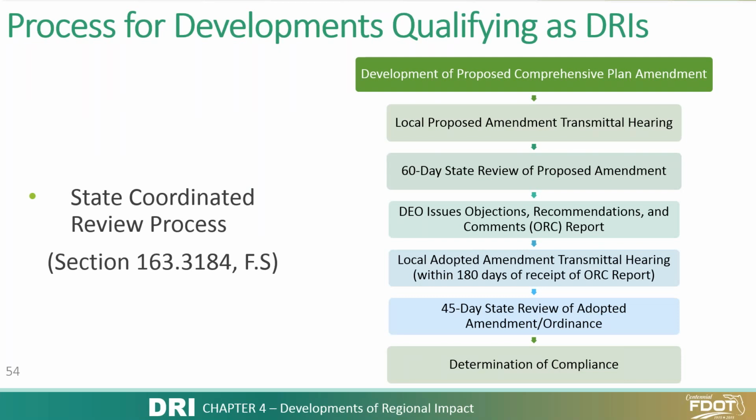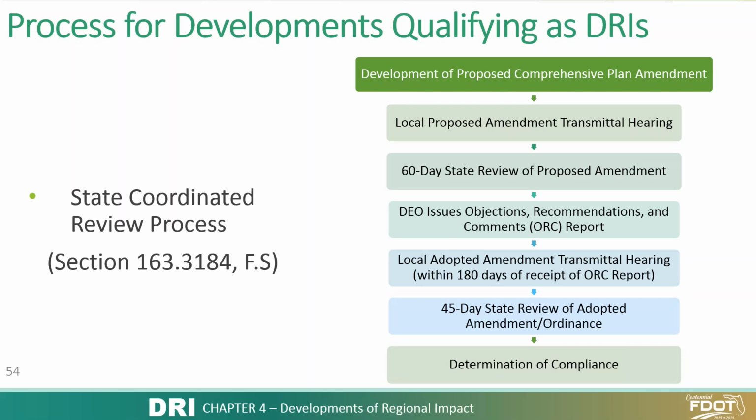And so, continuing with this refresher on the state coordinated review process, you can look on the slide before you to see how this process works. First, you have the development of a proposed comprehensive plan amendment. After a local proposed amendment transmittal hearing, there's a 60-day state review of the proposed amendment. That includes, for FDOT reviewers, a 30-day review period in which they have to review the amendment and then submit their comments to the Department of Economic Opportunity to be included with the issuance of the objections, recommendations, and comments, or ORC, report in regards to the amendment.